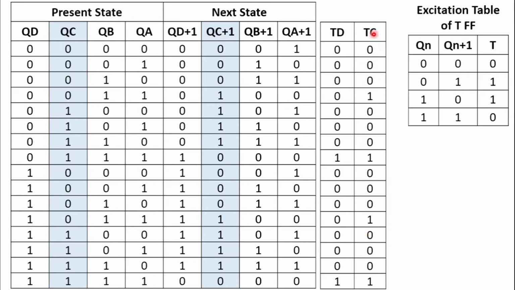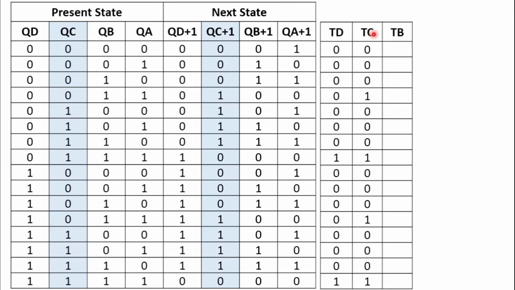Now what is the next step? Obviously, we have to find out the value of TB. So value of TB is found from the knowledge of QB and QB plus 1. QB is the present state, QB plus 1 is the next state. As we have already calculated the values of TD and TC, from that knowledge we will easily calculate the values of TB, which I have directly shown here.